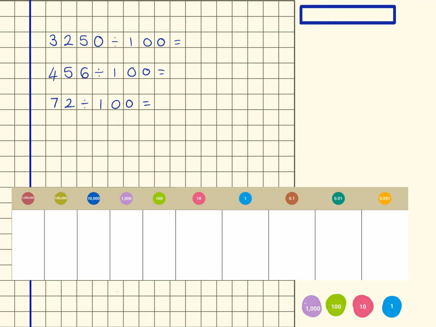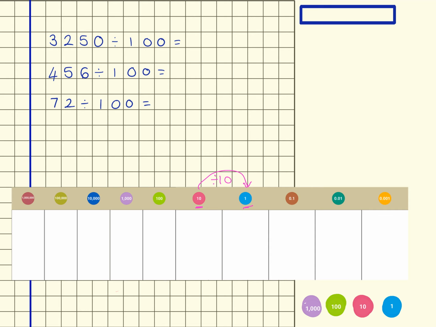So here we're dividing exactly the same numbers as before, but we're dividing them by 100. Now, as we've discussed, we know that when we divide, say, 10 by 10, we move one place value column to the right, because 10 divided by 10 actually gives us 1.